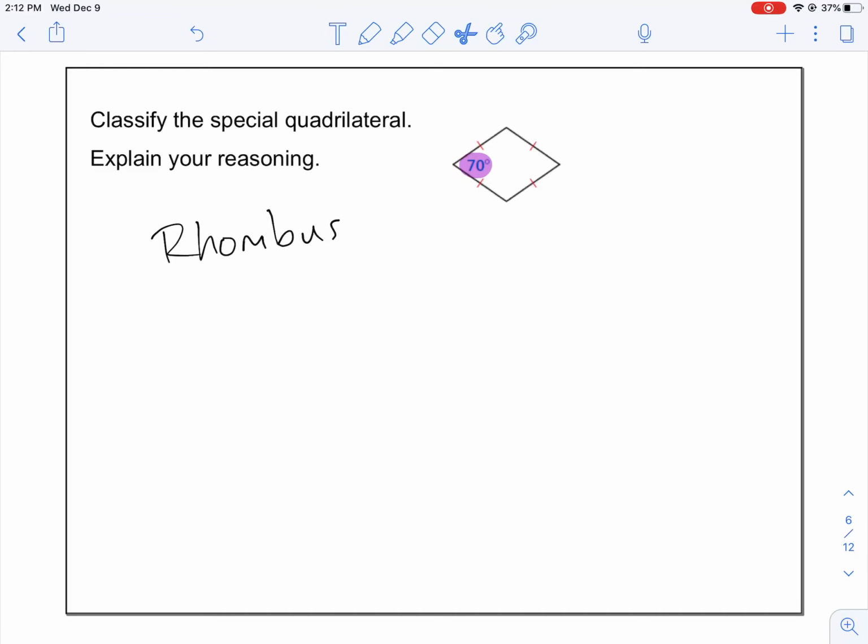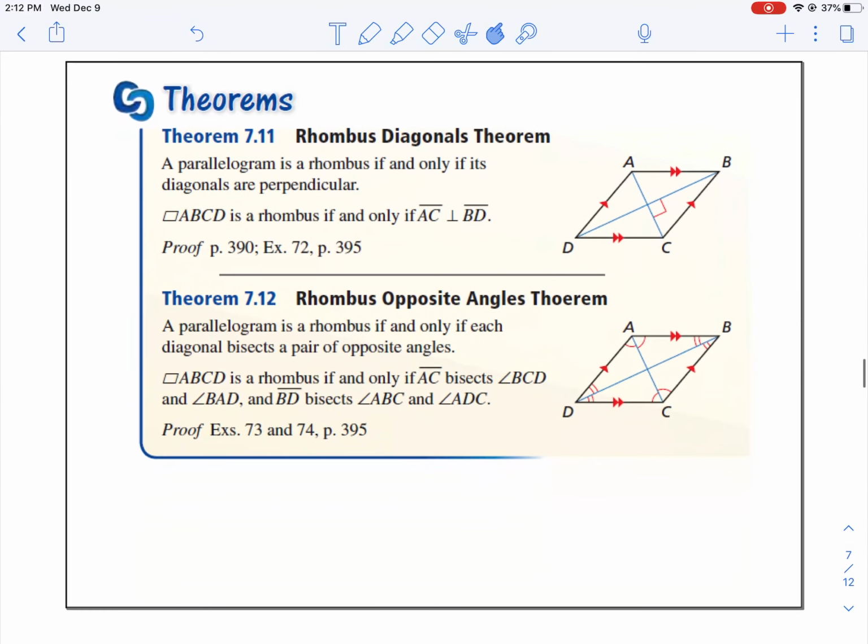All right, so let's keep going. Some more things to know about rhombuses. Well, they've got this special property that their diagonals meet at a 90. So we actually end up with 4 90-degree angles right here. And the other important thing is that their opposite angles get bisected. So we know since these opposite angles are congruent, each of these is also congruent.